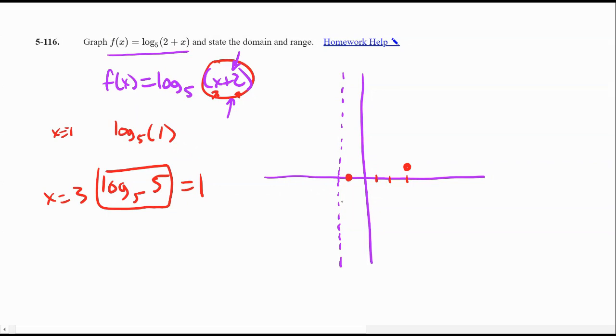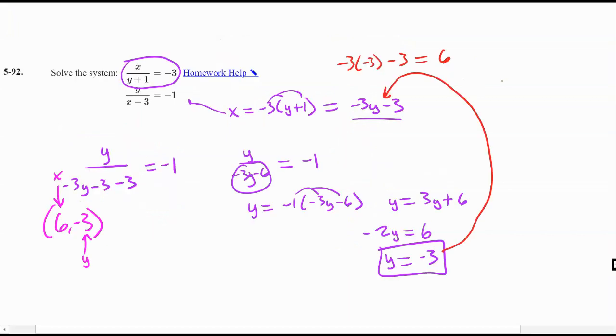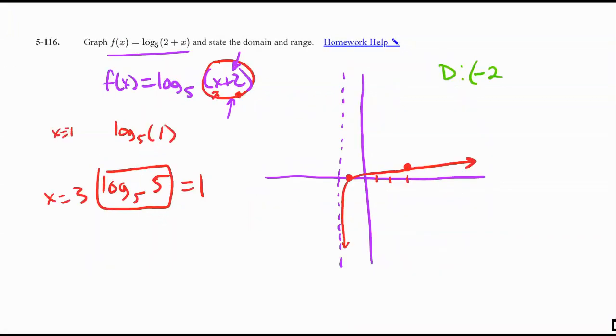And so there is my function graphed here with 2 specific points. And stating the domain and range, so the domain, the lowest value is -2. It doesn't actually include that point though, because it's an asymptote, it doesn't actually touch it. And then from there, it goes on to the right onto infinity.